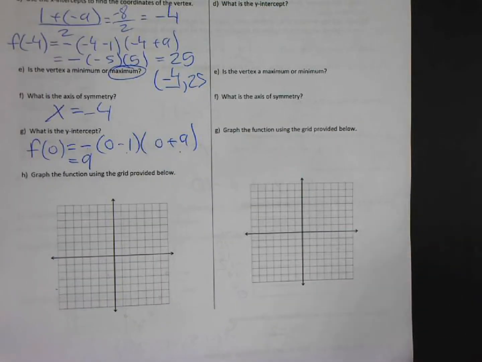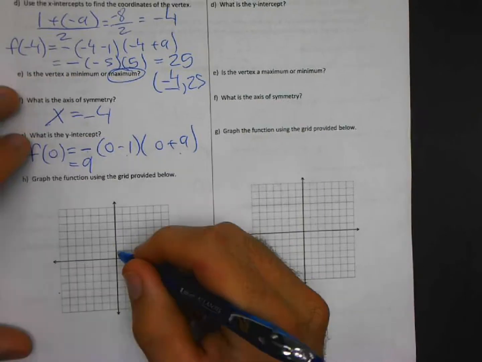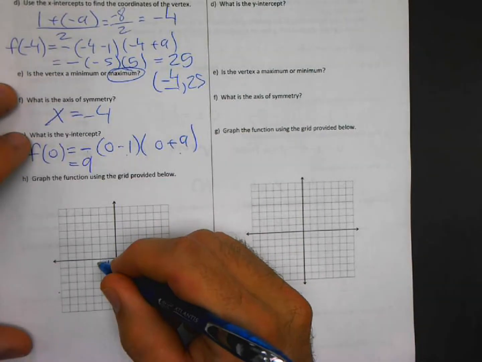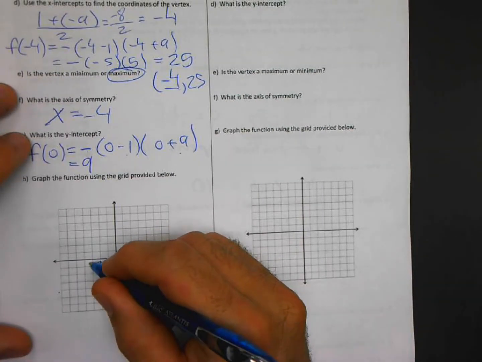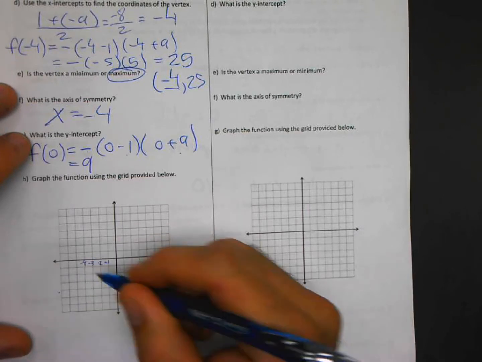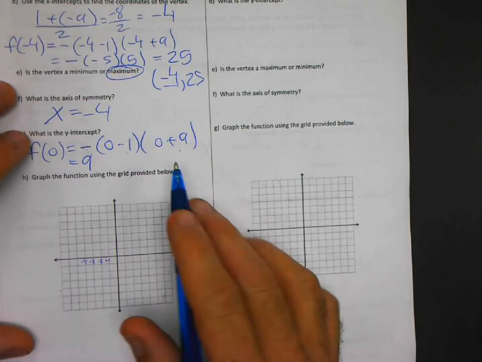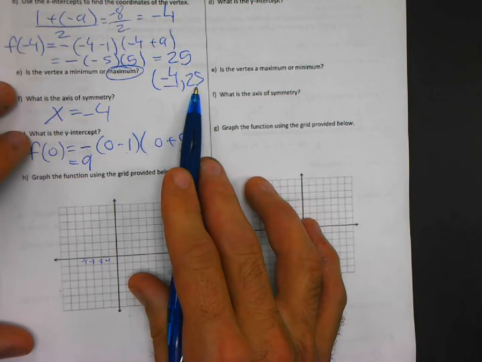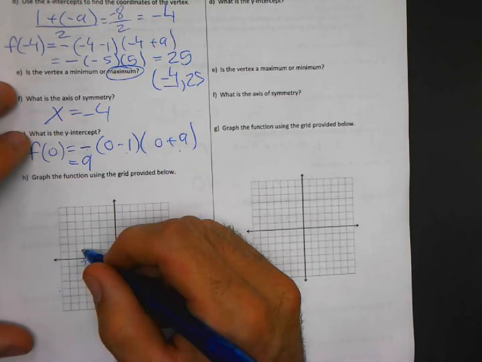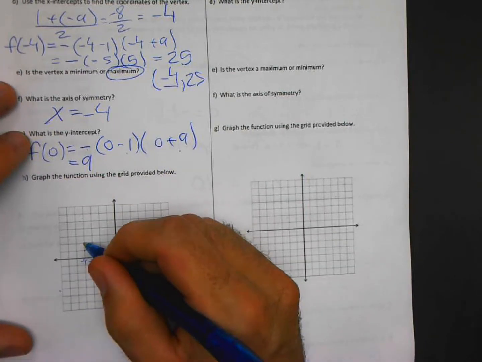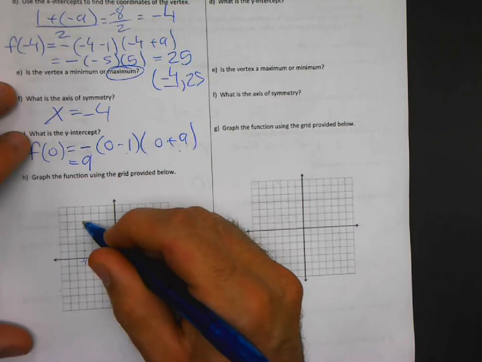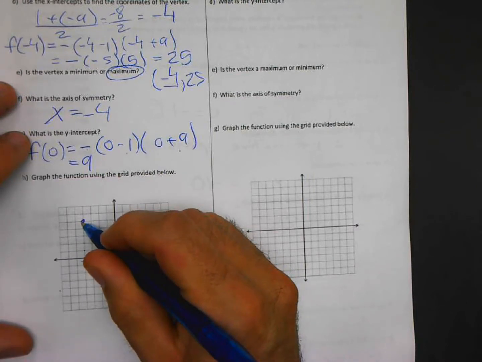And so we're going to go negative 1, negative 2, negative 3, negative 4. Now we have to go down at negative 4 to, or we have to go up to 25. So we're going to just count by 5s. 5, 10, 15, 20, 25. There's our vertex.